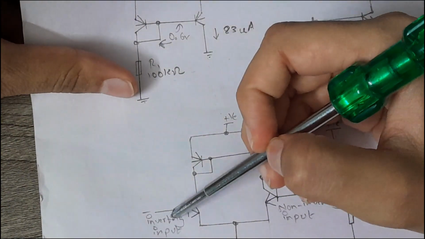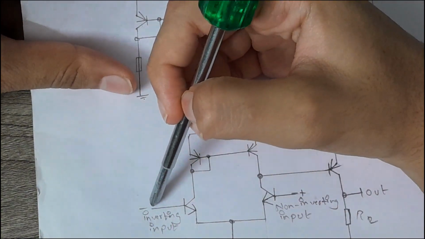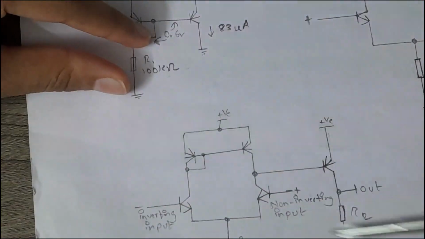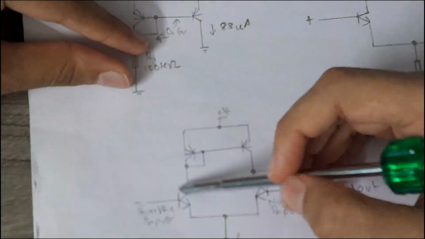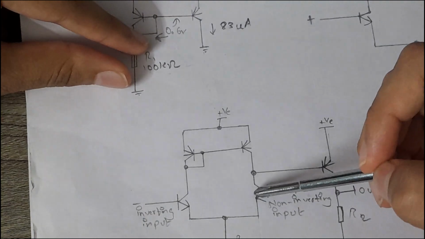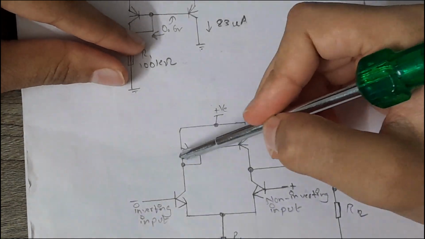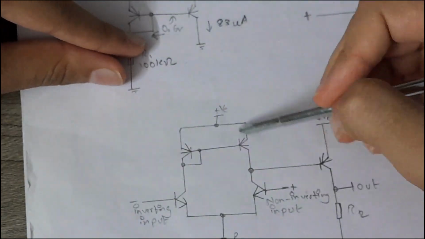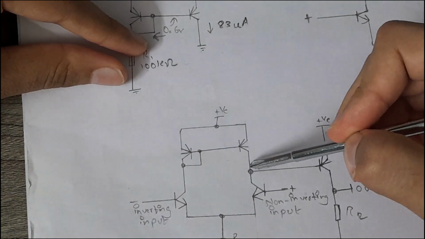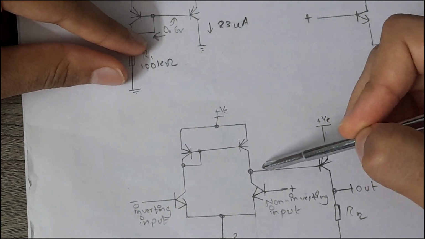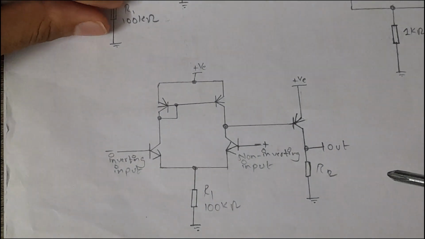And if we provide around 6 volts at the inverting input, so 6 volts minus 0.7 is gonna be 5.3 volts. So this transistor is gonna turn on, and it is gonna turn off this transistor, which is gonna turn off this transistor, and it's gonna turn on this transistor and this transistor. So the output will increase here. Basically the voltage will increase here, but the voltage will decrease here. So that's how it works.